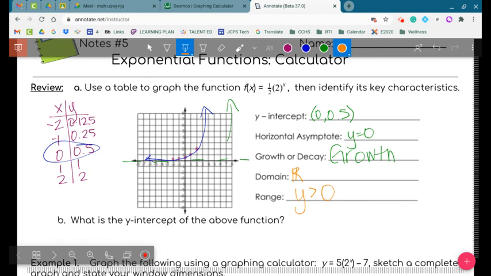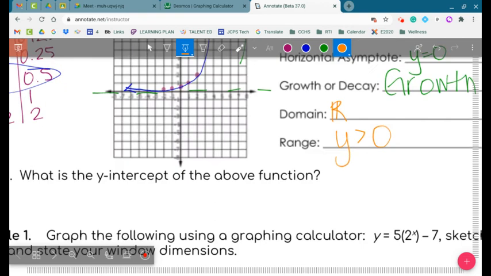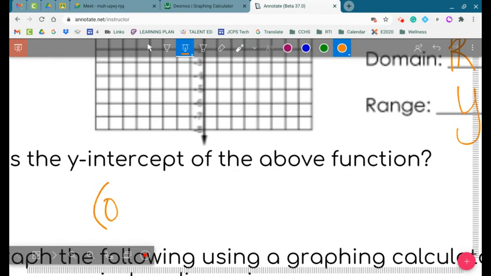So let me know if you guys have any questions over that. And then the next one says, what is the y-intercept? That would be (0, 0.5). And that was on our characteristics list, so you can also look back at that.